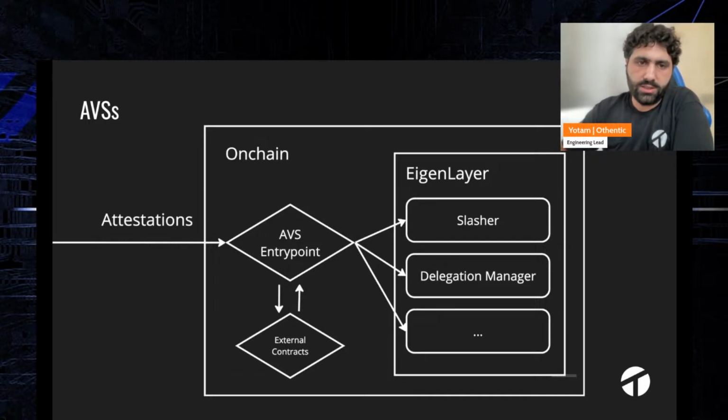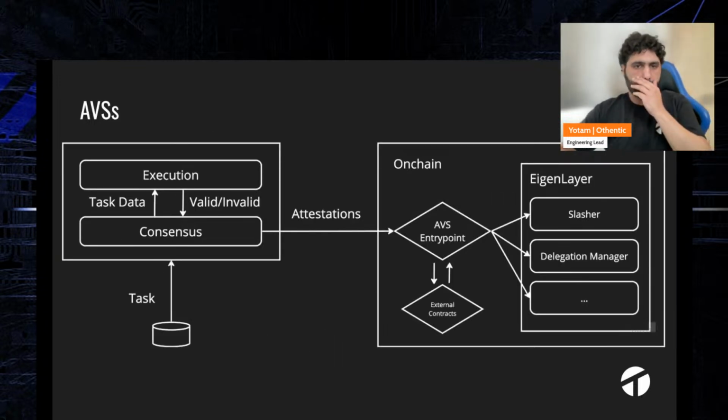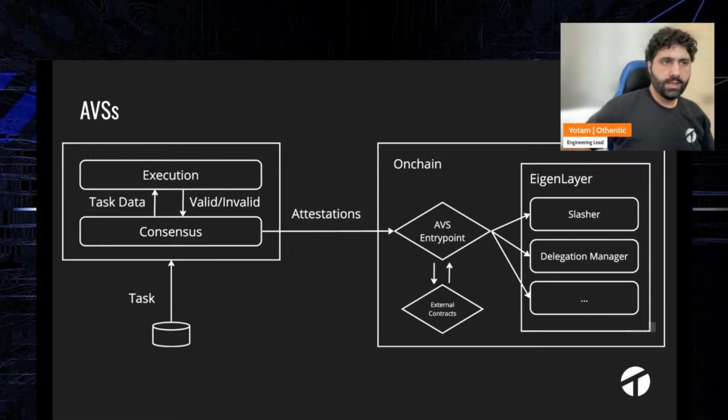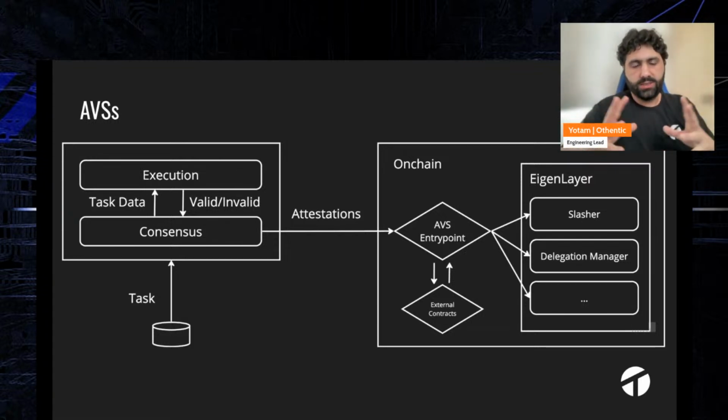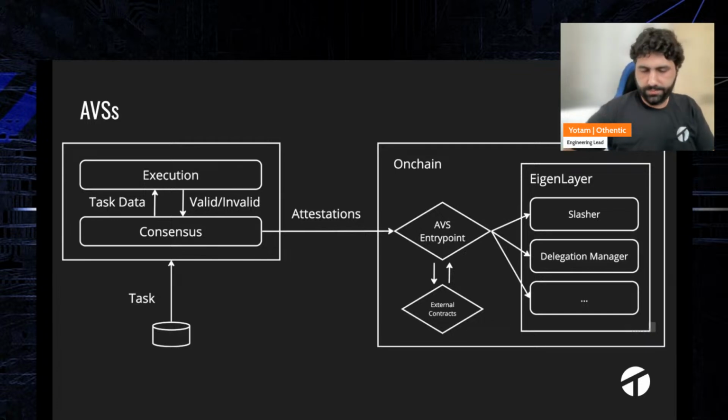But generally speaking, the AVS entry point communicates with the EigenLayer protocols. It can communicate with the EigenLayer slasher, the delegation manager, etc. And in addition, it can also interact with external contracts that you define. So if we take a look at an entire AVS and all the different components, again, this is a very simple view, but we have the off-chain part, which includes the task submission, the consensus, the execution client, and the attestations. And then we have the on-chain part, which includes the AVS entry point and the EigenLayer protocol.